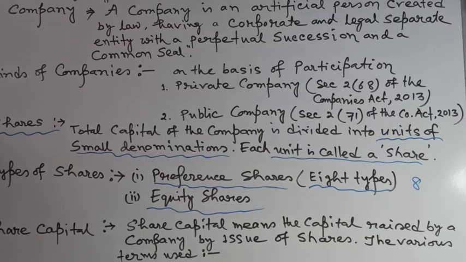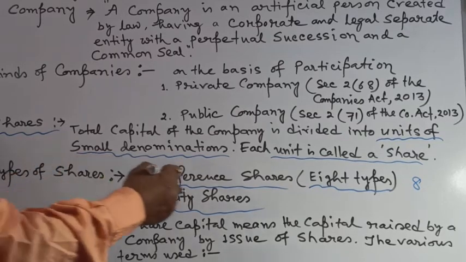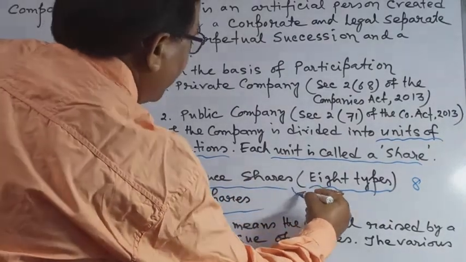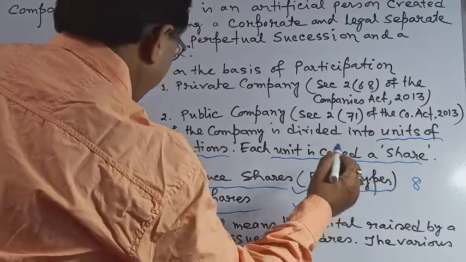Next, another important difference: the right to participate in the management. Preference shareholders do not have the right to participate in the management, but equity shareholders have full rights to participate in the management of the company. That is the main difference between preference shares and equity shares.